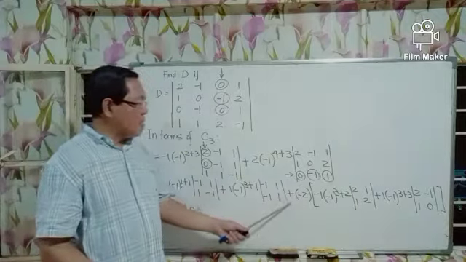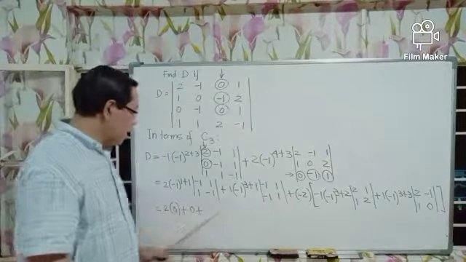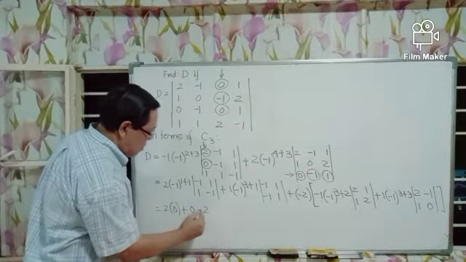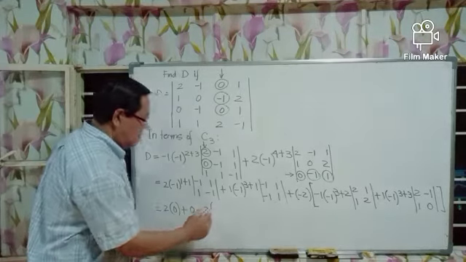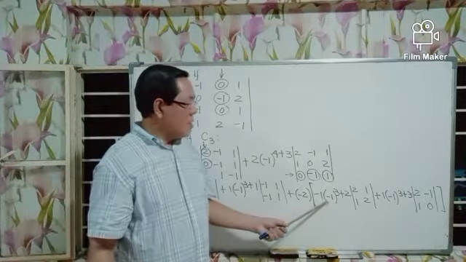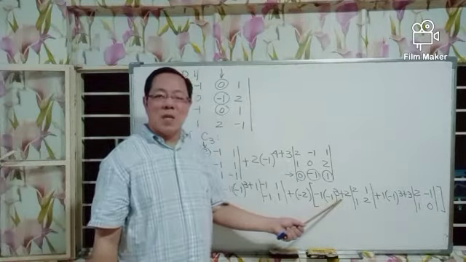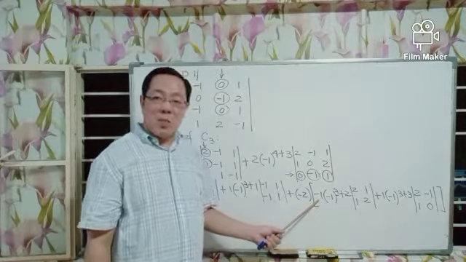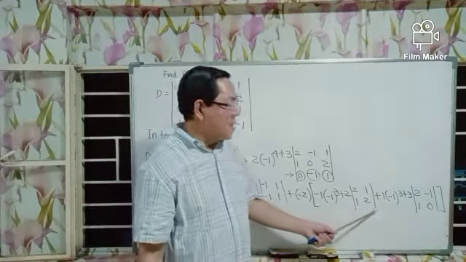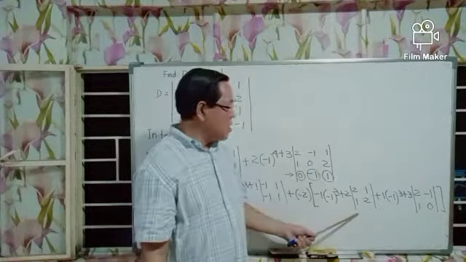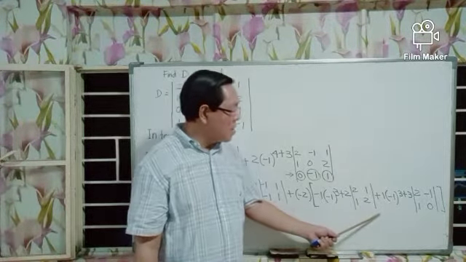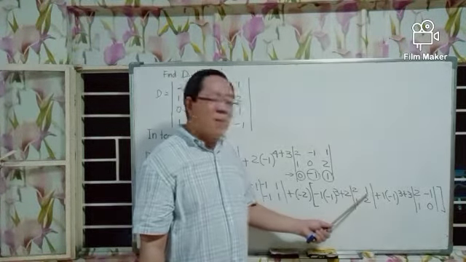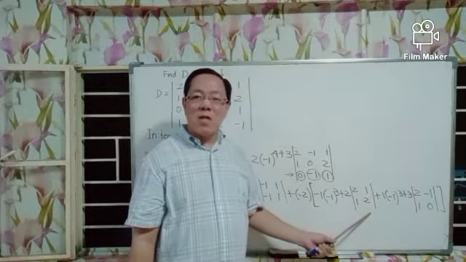Plus negative 2, positive multiplied by negative 2 is negative 2. We can write minus 2. This is negative 1 raised to 3 plus 2, which is equal to negative 1 raised to 5, which is equal to negative 1. Multiplied by negative 1 is positive 1, and positive 1 multiplied by this determinant of order 2 is equal to this determinant of order 2. So we simply evaluate this determinant of order 2. We have 2 multiplied by 2 is 4, minus 1 multiplied by 1 is 1. So we have 4 minus 1 is 3.